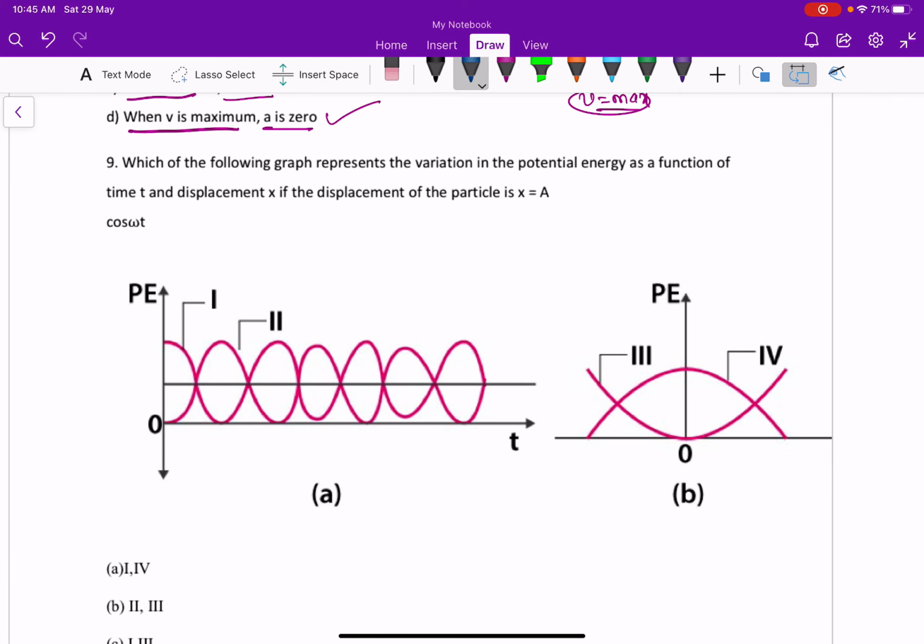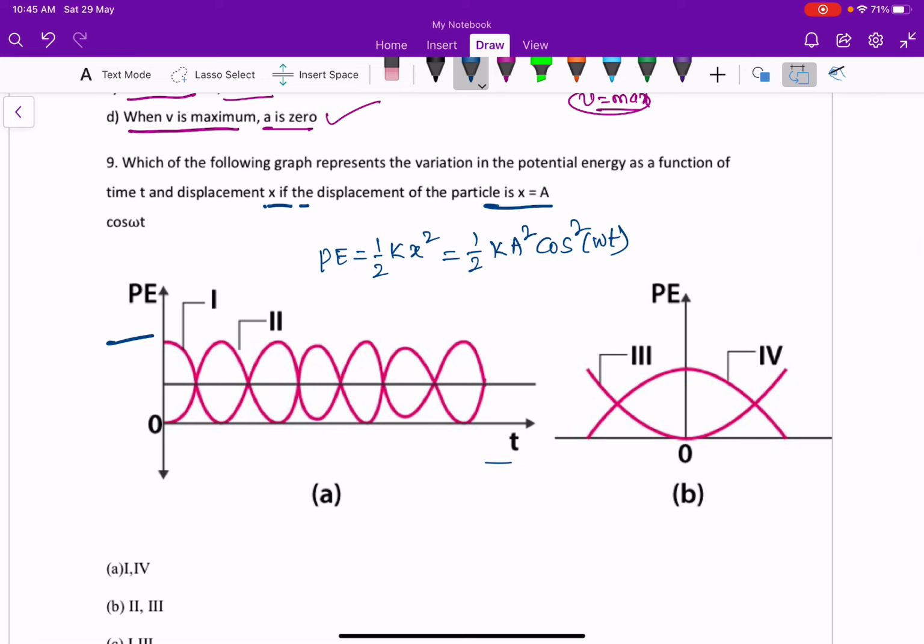Now, which of the following graphs represents the variation in the potential energy as a function of time and the displacement x, if the displacement of the particle is x equal to a. Okay, so see here, we know this is the potential energy versus time graph. We know that potential energy is equal to half kx square, that is nothing but half ka square cos square omega t, a cos function.